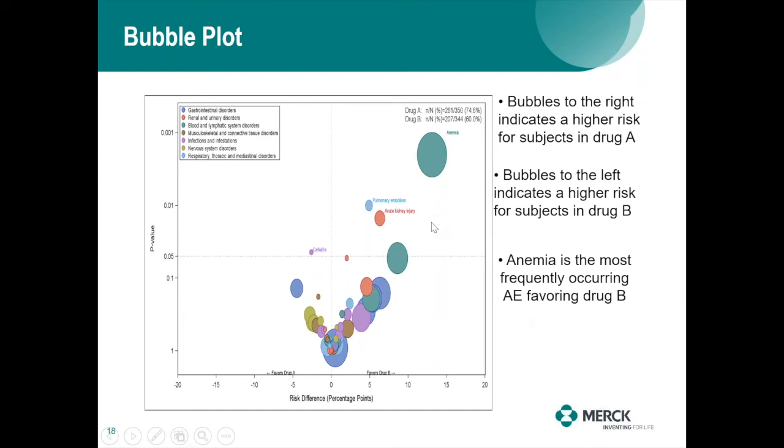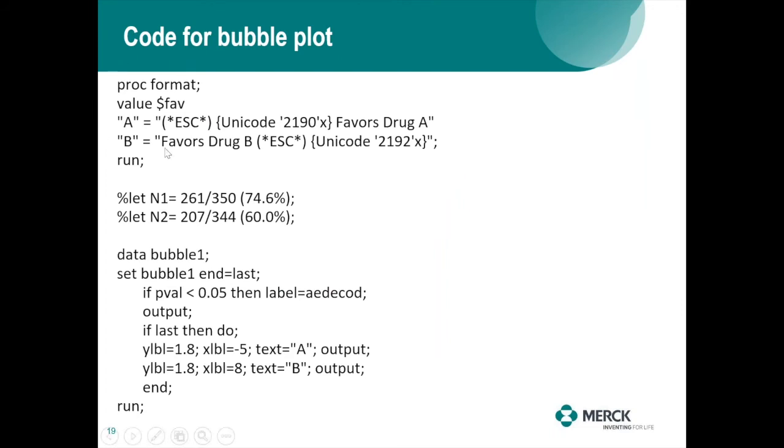So how do we generate this plot? We'll move on to the code now. This format I used for showing the favorability, which AE is favoring which drug, and to display the number of events with total population, we can use these macro variables, and we'll use this insert statement to display where to display this. And since I'm interested only in p-value less than 0.05, I took the cutoff of p-value less than 0.05 here.